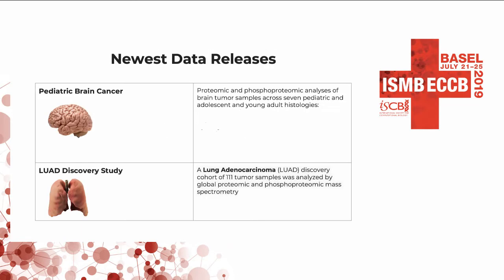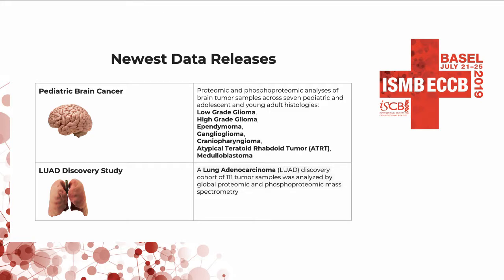And so what's next from the CPTAC Consortium with respect to data and visualization? The newest data releases are pediatric brain cancer and lung adenocarcinoma studies. Pediatric brain cancer is proteomic and phosphoproteomic analyses of 7 pediatric and adolescent and young adult histologies, including low-grade glioma, high-grade glioma, ependymoma, ganglioglioma, craniopharyngioma, atypical teratoid rhabdoid tumor, and medulloblastoma.